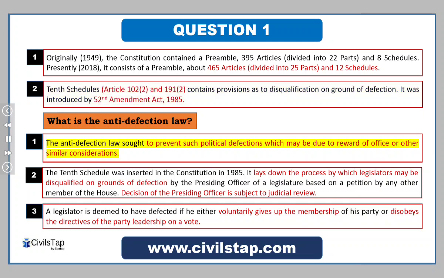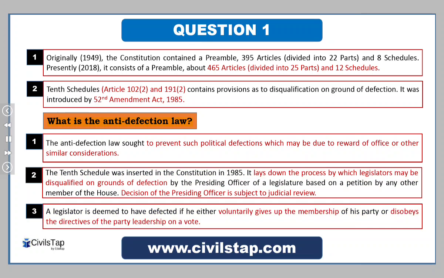The anti-defection law sought to prevent such political defections which may be due to reward of office or other similar considerations. The 10th Schedule was inserted in the Constitution in 1985. It lays down the process by which legislators may be disqualified on grounds of defection by the presiding officer of a legislature based on a petition by any other member of the House. The decision of the presiding officer is subject to judicial review. A legislator is deemed to have defected if he either voluntarily gives up the membership of his party or disobeys the directives of the party leadership on a vote.